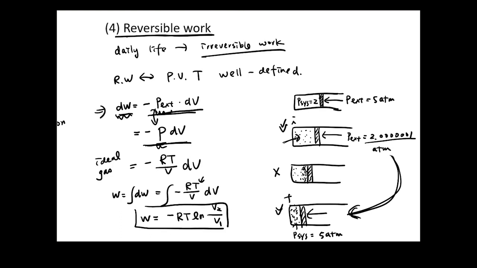So if you have an ideal gas, you can go from your initial to the final state. If you can measure the volume change, then you can know what the work is that you can actually achieve.